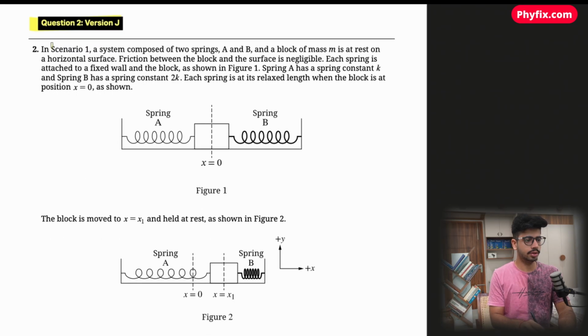In the scenario, the system is composed of two springs, A and B, and a block of mass at rest on a horizontal, frictionless surface. So the friction between the block and the surface is negligible, and we do not have to take care of that. In spring A, the spring constant is K, and spring B has a spring constant of 2K.